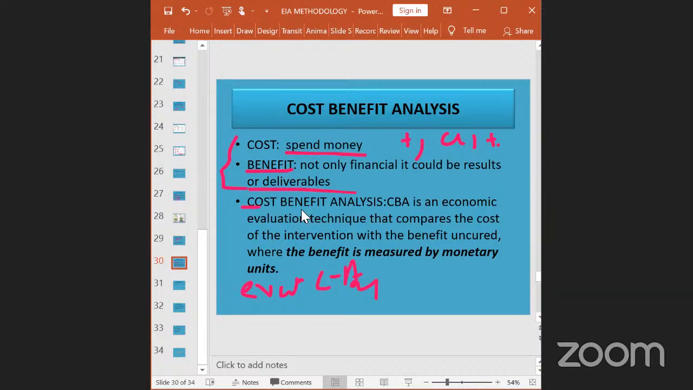Now, what is cost benefit analysis? Cost benefit analysis is an economic evaluation technique that compares the cost of the intervention with the benefit incurred, where the benefit is measured in monetary units. Monetary units means the standard unit of value of currency. The cost of the intervention means the cost associated with taking action or any treatment or any plan.